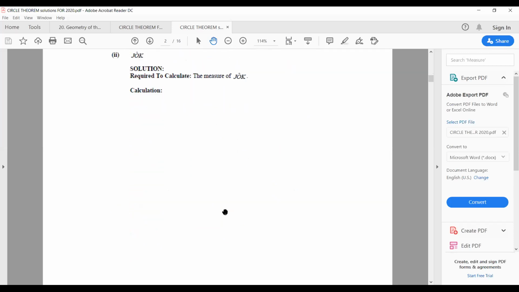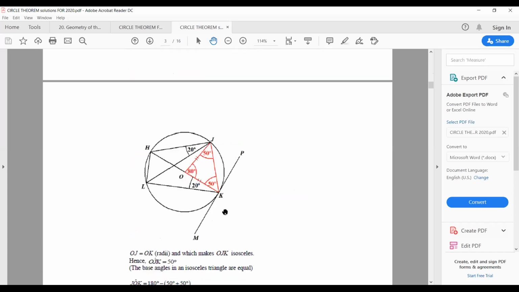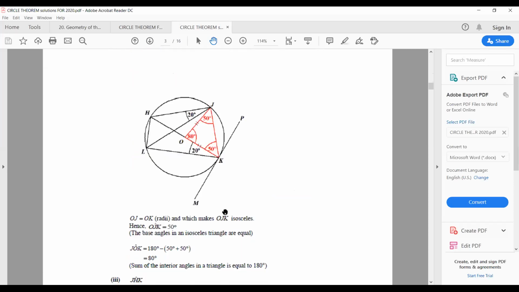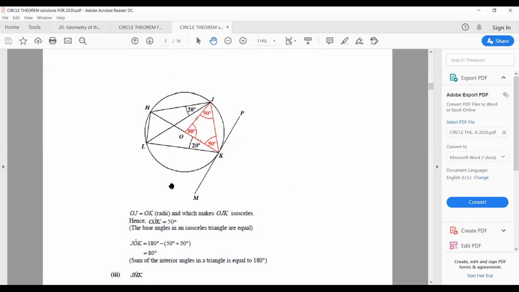Okay, now we are asked to find angle JOK. So in other words, we want to find O, right? So from here, we can see that OJ and OK are equal, right? Because they are two radii. So that would make this triangle here an isosceles triangle.